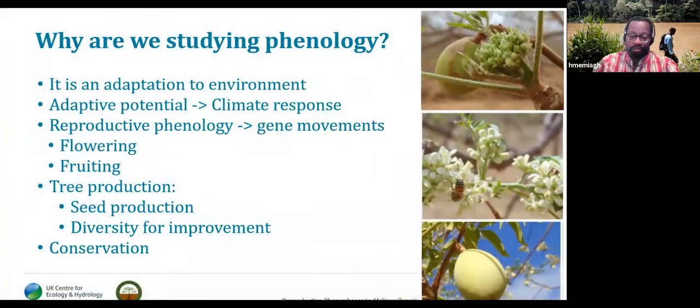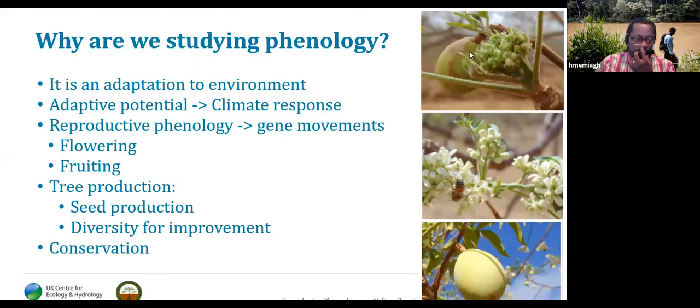Our interest in tree phenology has several motivations. First, the timing of key traits in trees is an adaptation to their environment. Understanding this helps us to understand current and potential responses to climate change. Second, reproductive phenology is the key driver in determining how genes move around in the landscape, another dynamic that governs responses to climate change. Linked to these are also some key applications: a basic practical need to know patterns and variations in flowering and fruiting to be able to plan seed production, and quantifying what genetic diversity is out there for use as the raw material for tree improvement and selection.